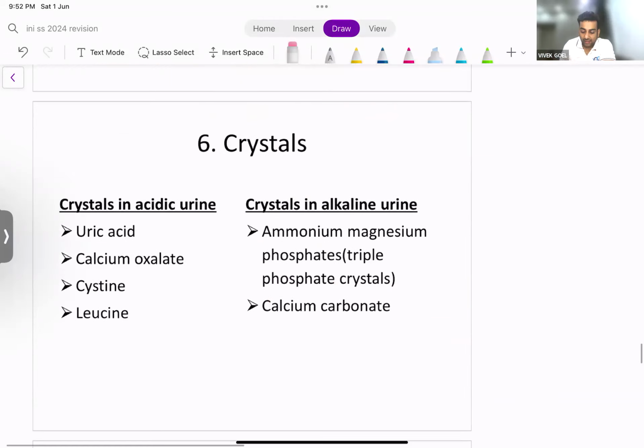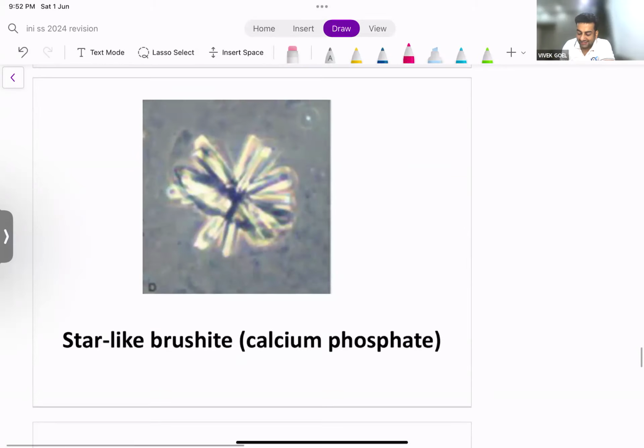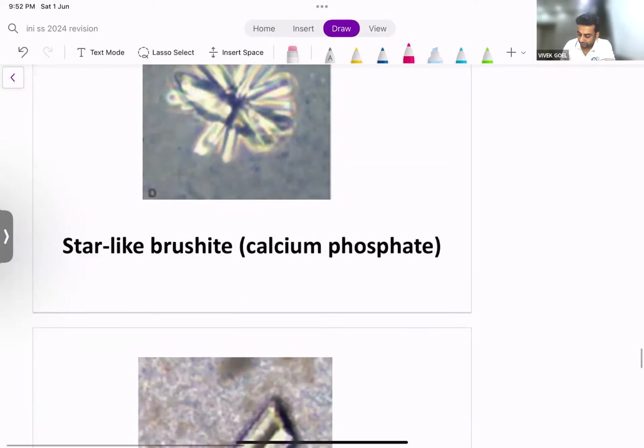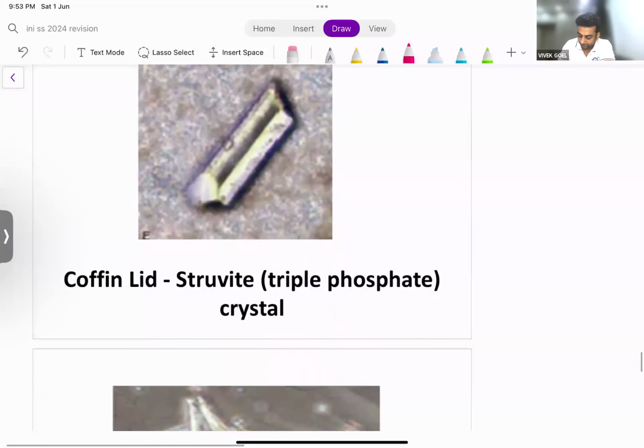Coming to crystals, now there are certain crystals that predominantly form in acidic urine. That is the uric acid crystal, calcium oxalate crystal, cystine crystal, leucine crystal. Whereas in alkaline urine, you have the calcium carbonate crystal and the struvite crystal or triple phosphate crystals. This is the calcium phosphate crystal, which appears like the star-like brushite. This is the coffin lid crystal of the struvite crystal. It actually occurs like a coffin lid.